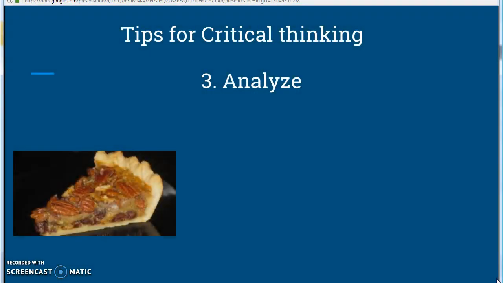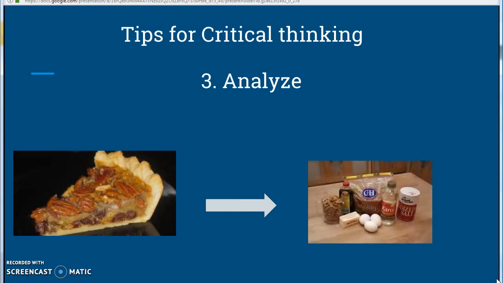The third tip is analyzing, basically breaking it into parts. When we study something closely and carefully, we analyze it. Let's take this pie for example. Let's analyze its parts and see what's inside. Oh man, I guess I need to go to the store. I don't have any eggs or butter.